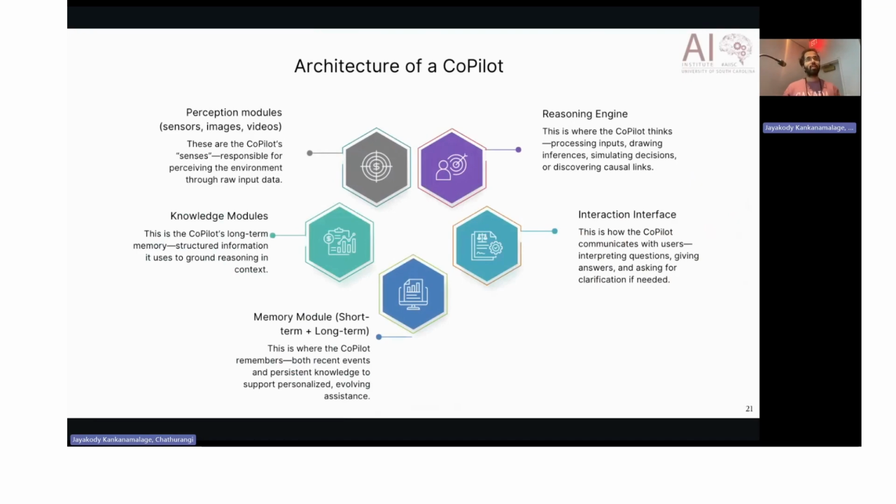So when we define the architecture of a copilot, there are five major things. One is a perception module, where the copilot takes in the data. The data can be multimodal: sensor data, time series data, images, videos, textual data, etc. These perception modules are the copilot's sensors, responsible for perceiving the environment through the raw input data. The next one is the knowledge module, which is the copilot's long-term memory, where grounded knowledge is stored through structured information like ontologies or knowledge graphs, which we're going to talk about later.